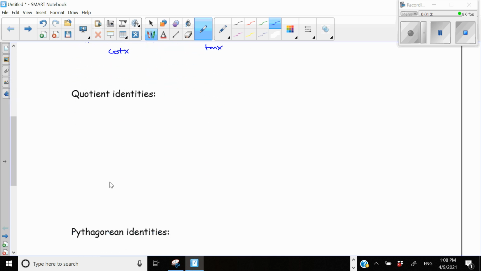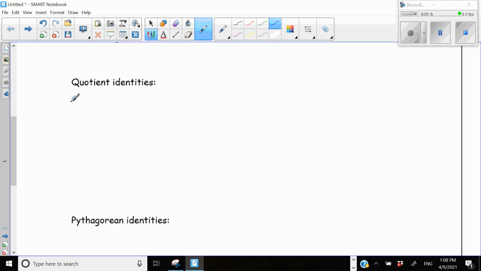Let's talk about quotient identities. We have learned before that tangent of x is equal to sine of x over cosine of x. We know sine of x is 1 over cosecant of x, and the reciprocal of that is cosecant of x. And cosine is 1 over secant of x. Let's evaluate this division. We know if we have a division of fractions, we keep the first one, 1 over cosecant of x, change the division to multiplication, and flip the second one. So it will be secant of x over 1.